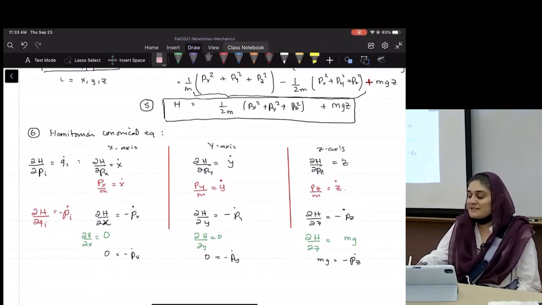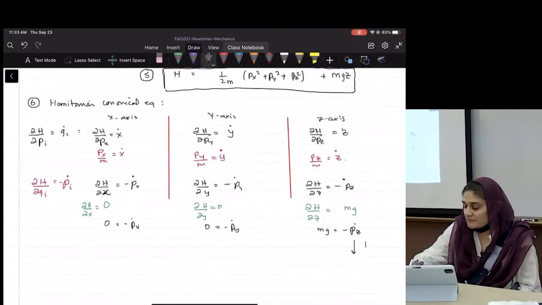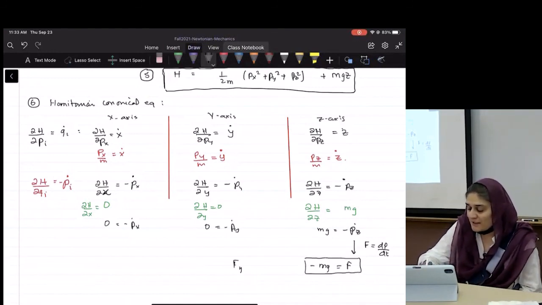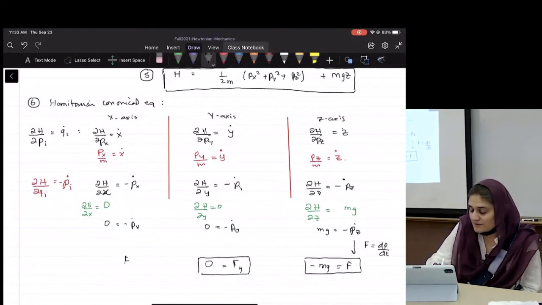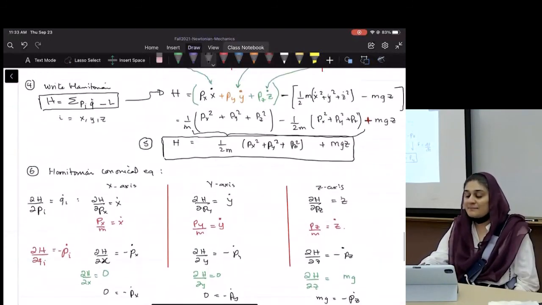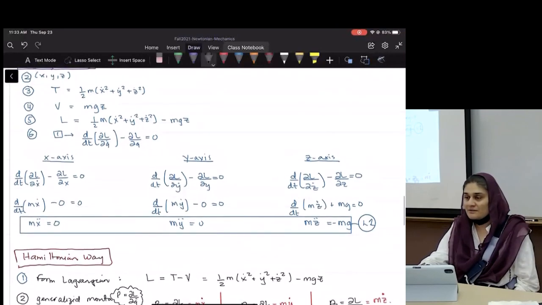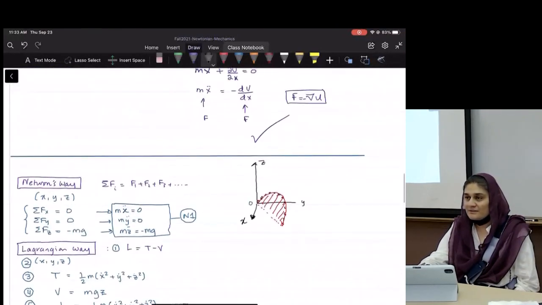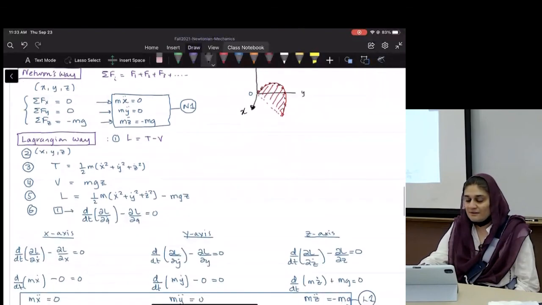What is pz dot? Think of Newton's laws. Isn't force dp over dt? Yeah. So can I write this as minus mg, and then F of y equals 0, and F of x equals 0. Aren't these the same expressions as we had here and here? Woohoo!